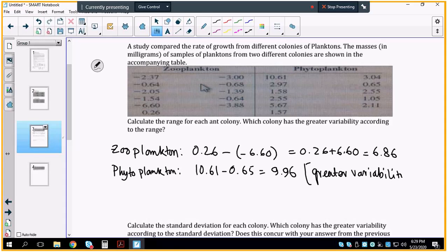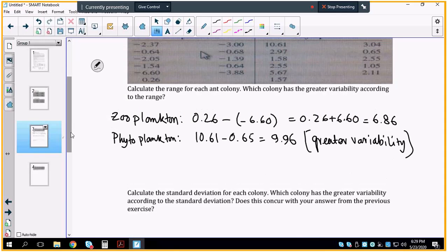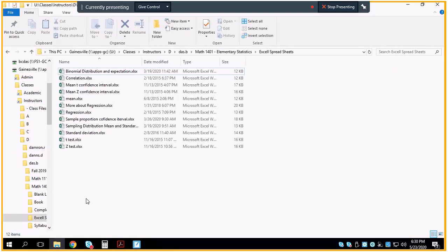That's the first part of the question. Then it is asking us, calculate the standard deviation of each colony. Which colony has the greater variability according to the standard deviation? Does this concur with your answer in the previous step? So now we're going to find standard deviation. I have shown you how to calculate standard deviation manually, but we are not going to actually calculate standard deviation most of the time manually.